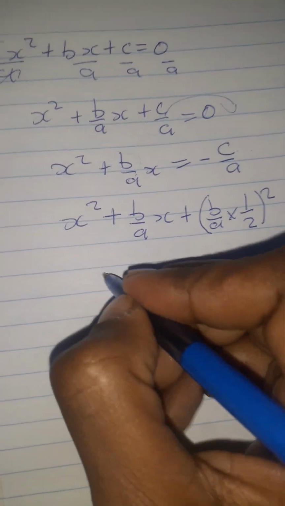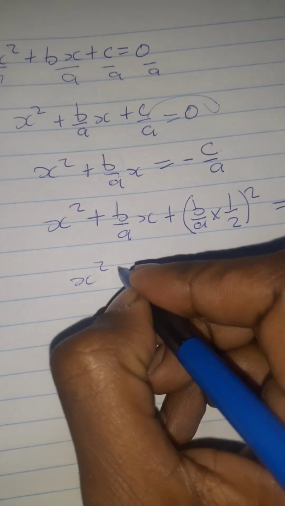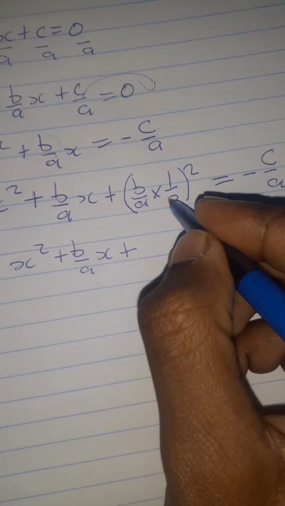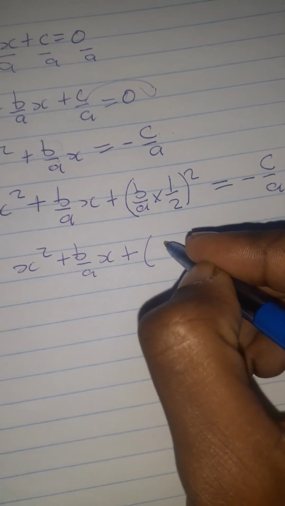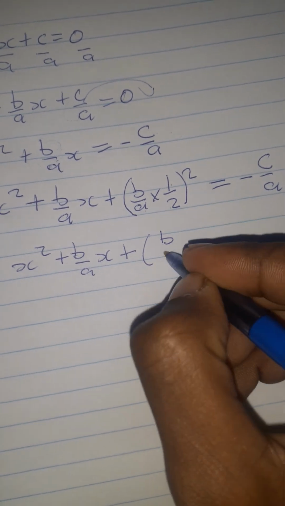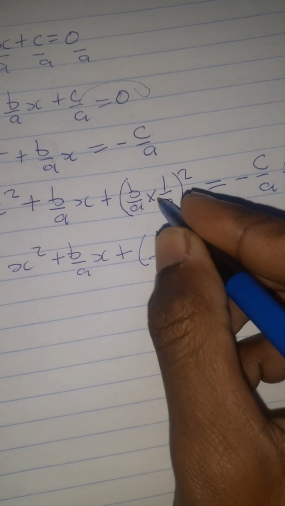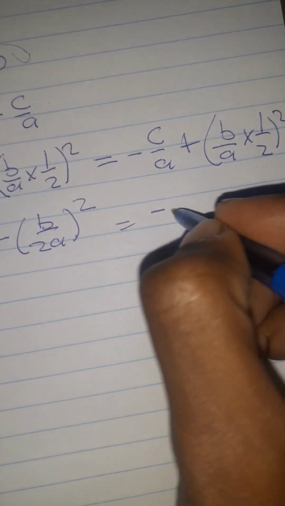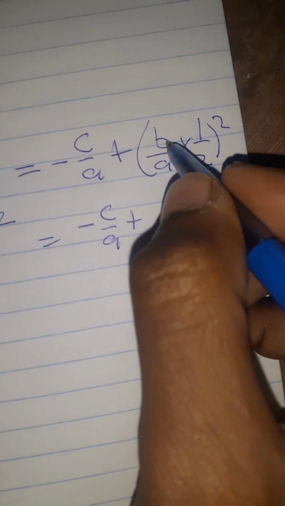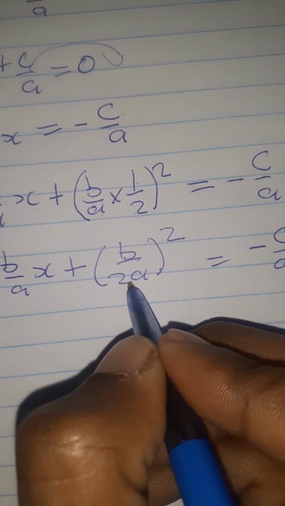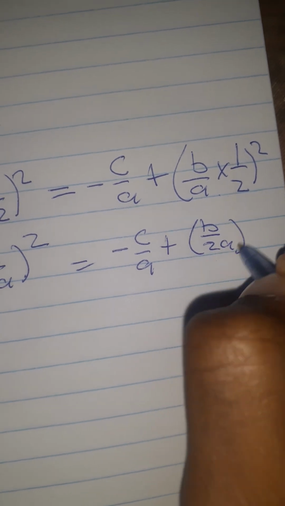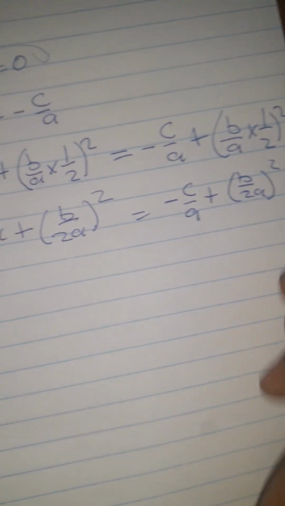Now we continue. We're going to have x squared plus b all over a x plus, and we simplify the thing inside here. b multiplied by 1 is b, and a multiplied by 2 is 2a, so with multiplication, it's just direct multiplication. Squared. This is going to be negative c all over a plus, and we simplify the whole thing: b all over 2a, which we did on this side, b all over 2a, squared. Then we're going to simplify further on this side.